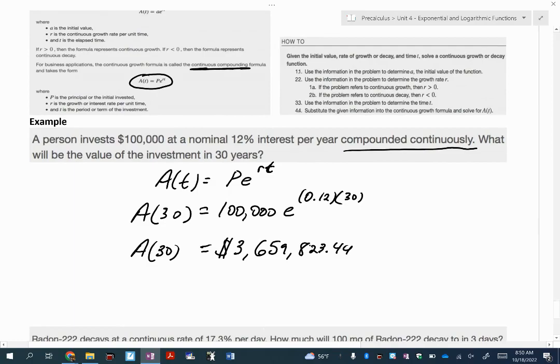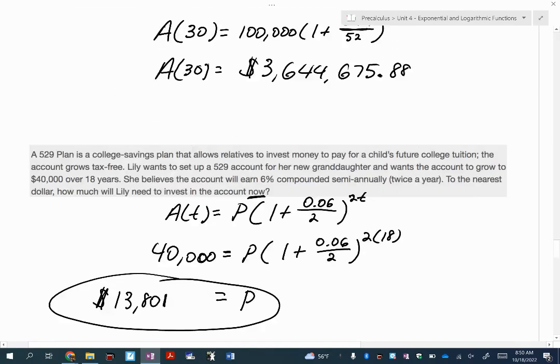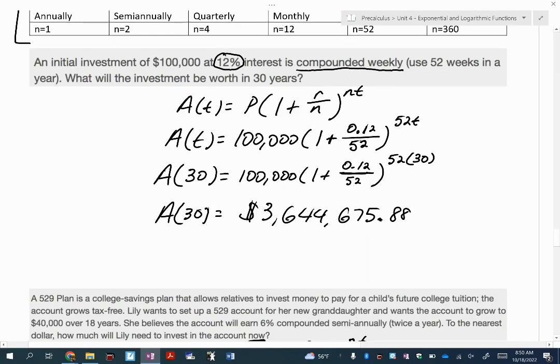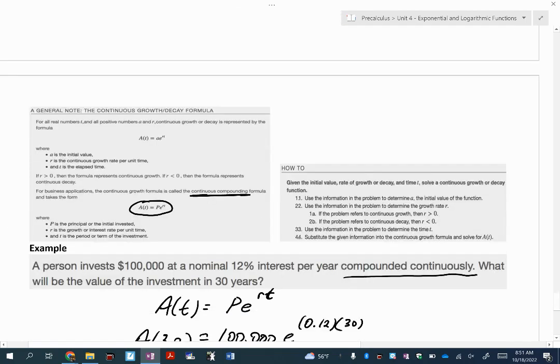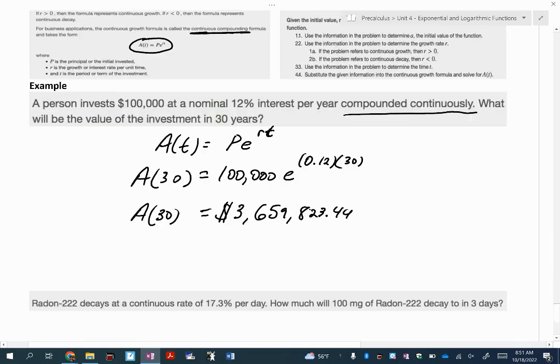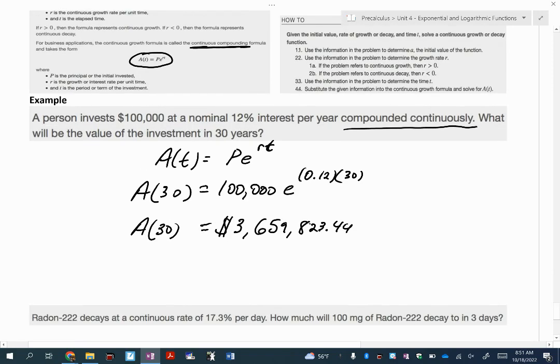Now, just to go back to when we did this problem earlier in the lesson, right? When we initially invested that $100,000, compounding weekly. So instead of compounding continuously, like every moment you're compounding, if you're compounding once a week, 52 weeks a year for 30 years, you're making $3,644,000. When you compound continuously, you're making $3,659,000. So it's obviously good for us as the investor to compound as often as possible, which makes sense.